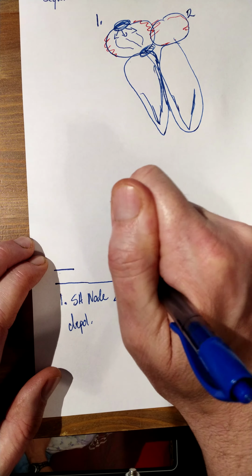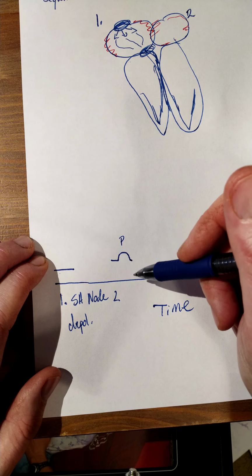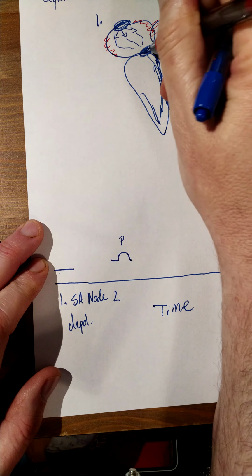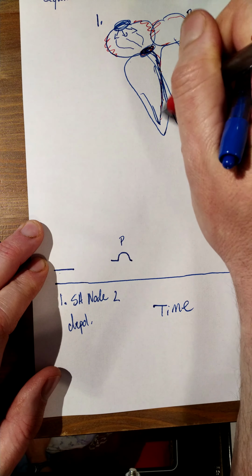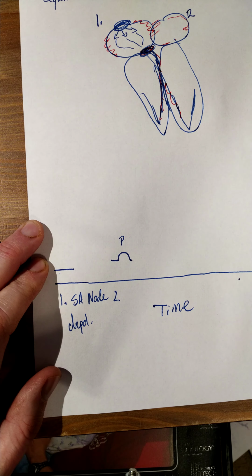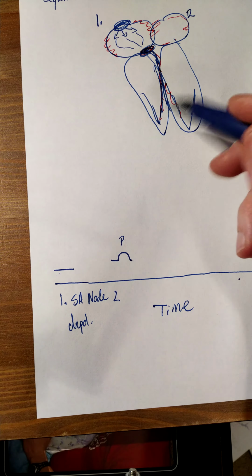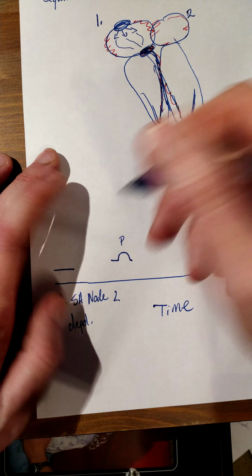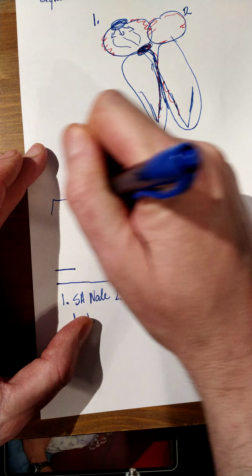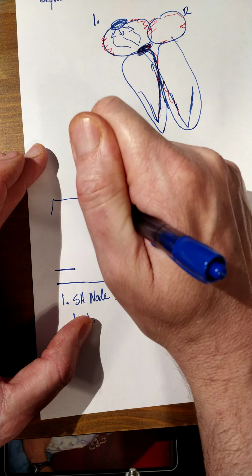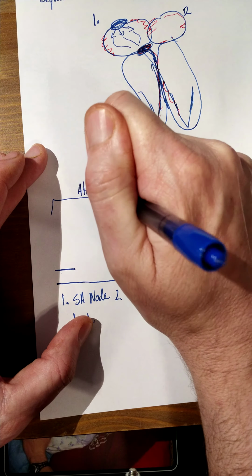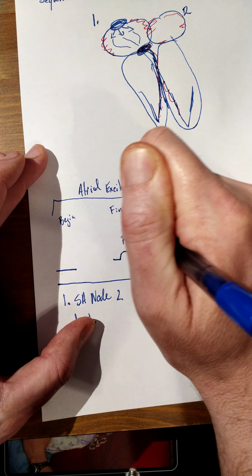That's our P wave. That's atrial depolarization. The AV node is now depolarized, and it's starting to send the electrical activity down the bundle of His and into the left and right bundle branches. And we can say this right here is atrial excitation. Right here we begin it, and we finish right here.